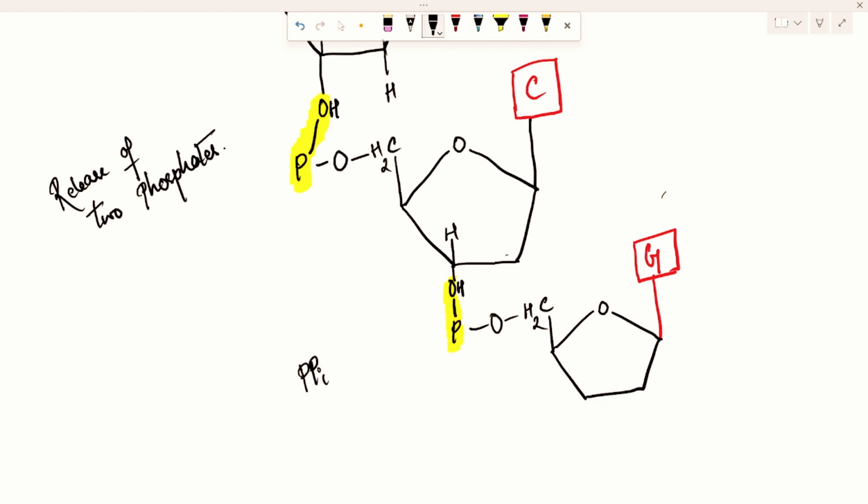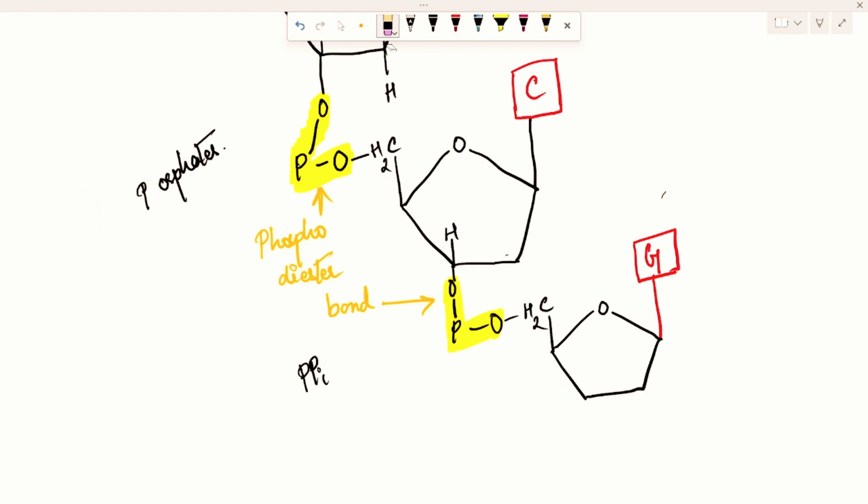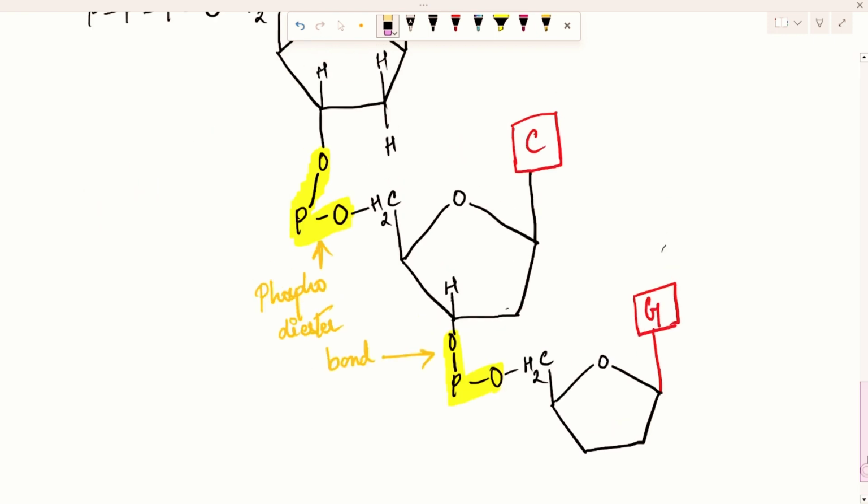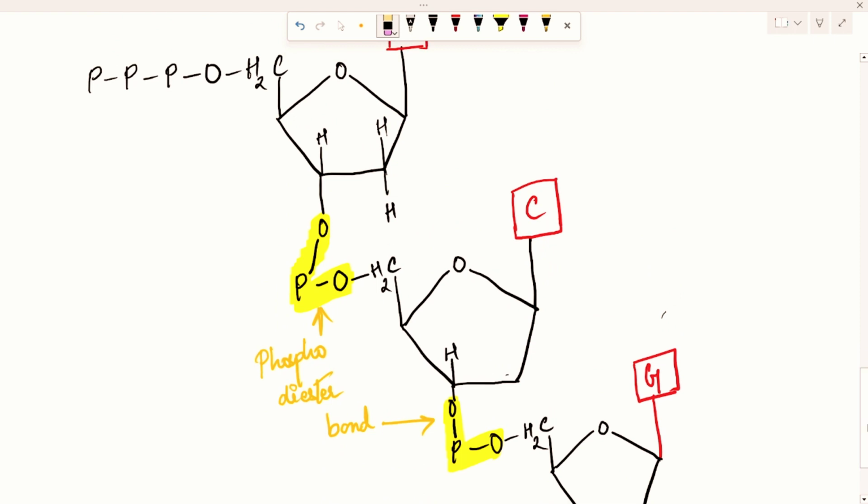Now, this is a bond. This particular bond, this O-P-O, is known as a phosphodiester bond. So it's the phosphodiester bond which attaches 2 nucleotides to one another.